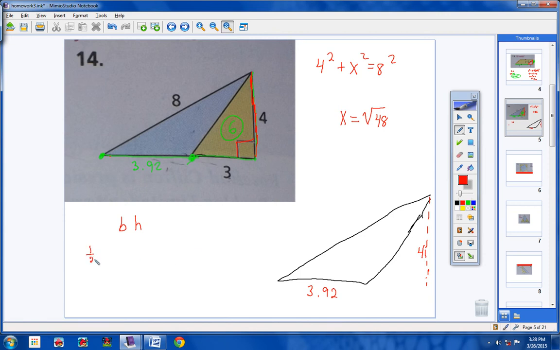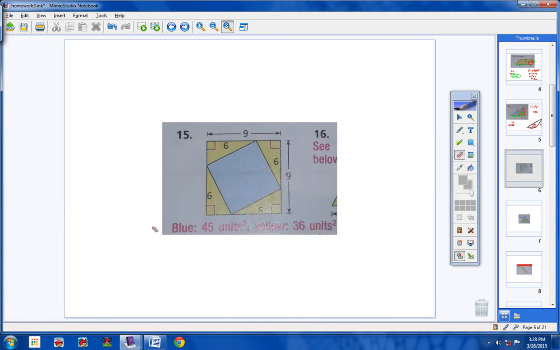So I have 1/2 times 3.92 times 4. Okay? And what you're going to get is, hold on one second, let's see, 7.85. So I'm going to put 7.9. So the area of this triangle is 7.9 square units. Okay, hope that makes sense. Moving on to number 15.